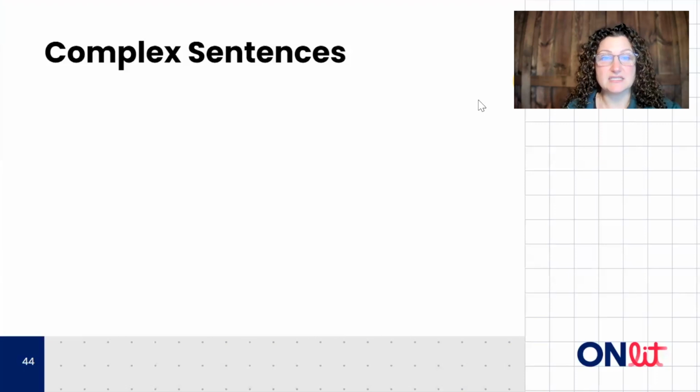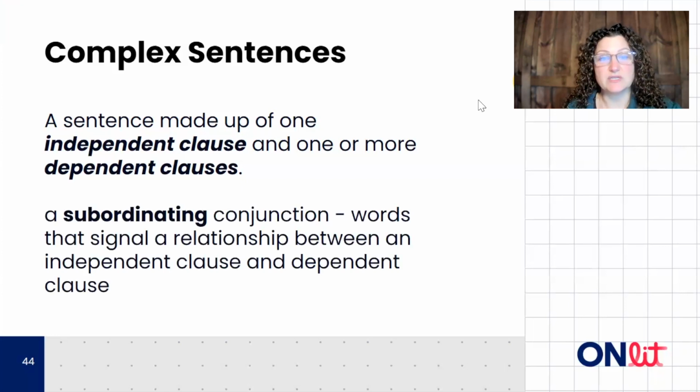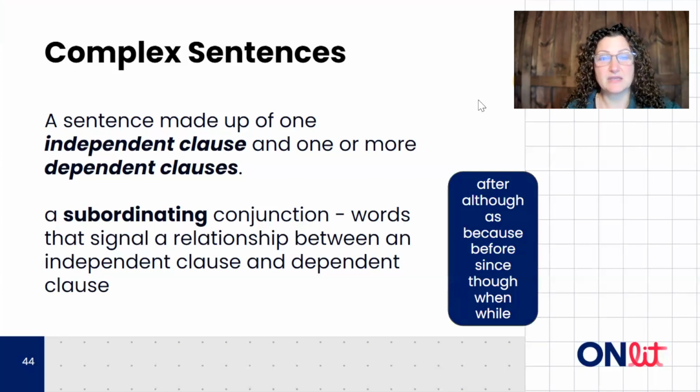Another kind of sentence is the complex sentence. These sentences are made up of one independent clause and one or more dependent clauses. These clauses are most often joined by subordinating conjunctions like the ones listed in the box. Subordinating conjunctions are words that signal a relationship between an independent clause and a dependent clause. The dependent clause often begins with the subordinating conjunction, indicating its role in supporting the main clause.